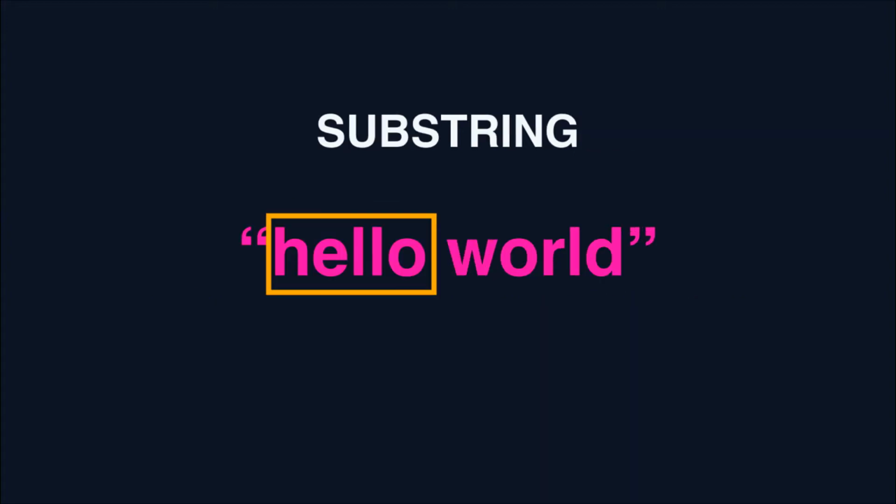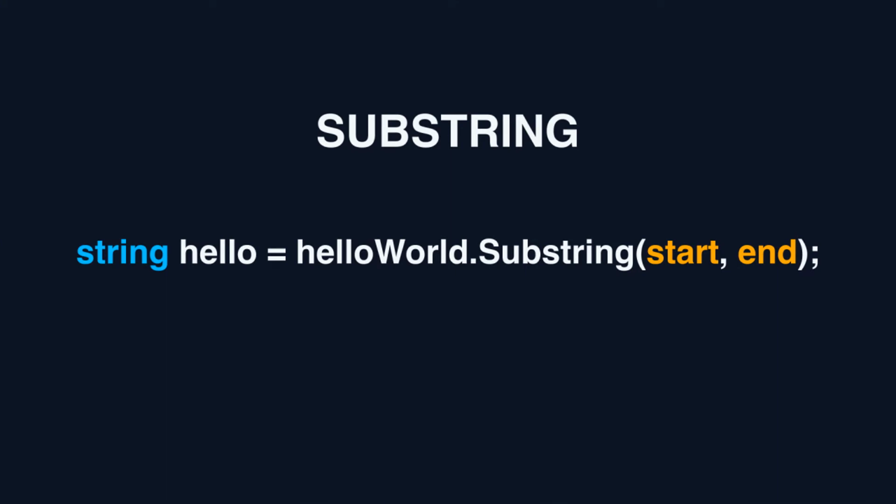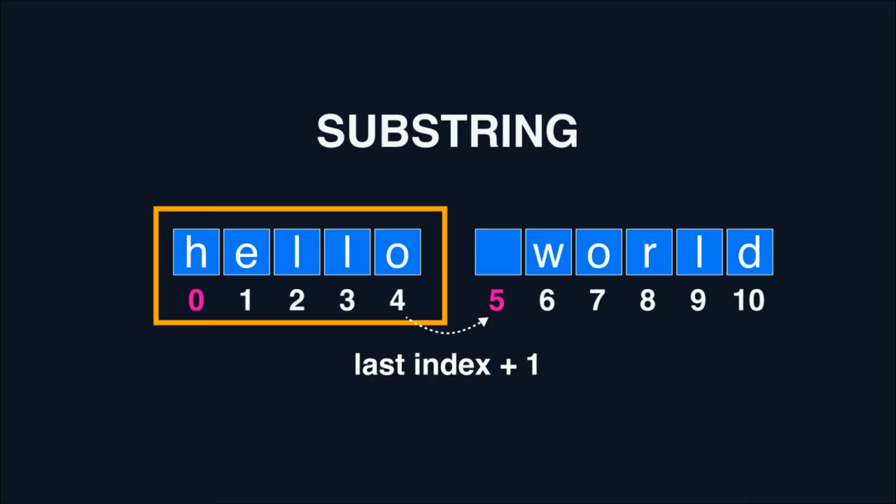The substring returns a section of the string. So, for example, we can use it to return the word hello from a supplied string. Like an array, each character of the string has an index value. The substring asks for the index of the first and the last character of the desired section. But please note that it excludes the last character by default, so you need to consider the last index plus 1. To retrieve the word hello, the section starts at index 0 and ends at index 5.